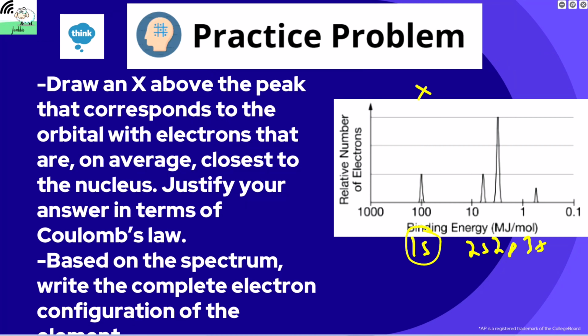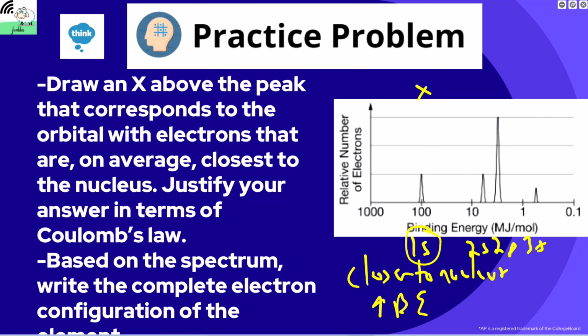Well, the 1s sublevel is closest to the nucleus, and electrons that are closer to the nucleus are going to be the ones that have the higher binding energy. Because a shorter distance between the nucleus and the electrons results in a stronger attraction due to Coulomb's law, and thus more energy is needed to remove those electrons. Electrons that are further away, such as valence electrons in the outermost shell, are the ones that are less attracted to the nucleus and therefore are easier to remove.